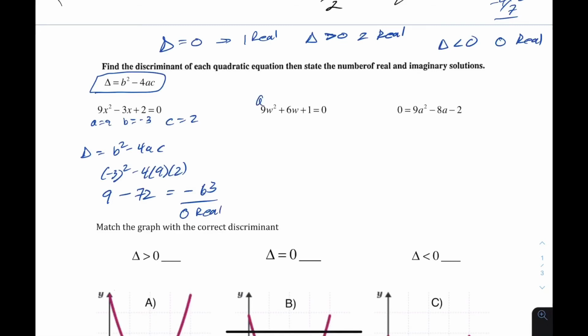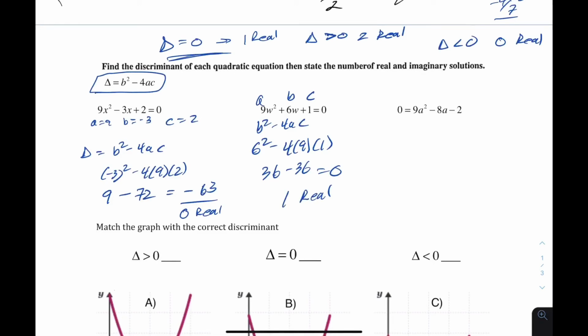Next one, ABC. B squared minus 4AC. So I get 6 squared minus 4 times 9 times 1. I get 36 minus 36, which is 0. So 0 means it just goes away. So you have 1 real solution. You get the 1 real answer.